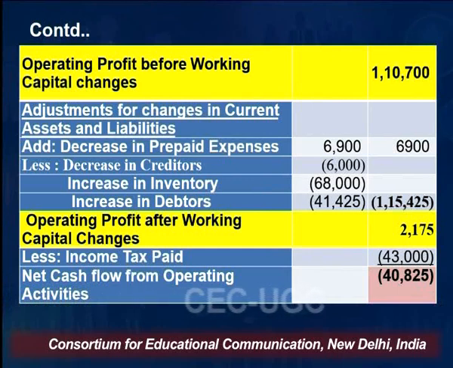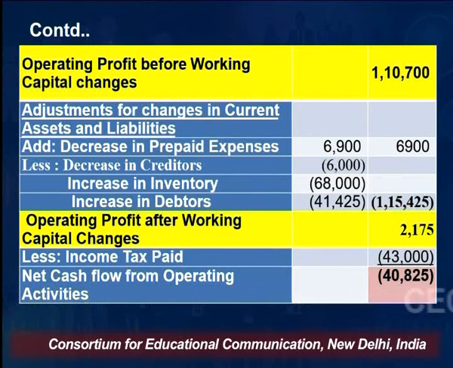This is after taking care of changes in all items of current assets and current liabilities except cash and bank balance. Why except cash and bank balance? Because cash and bank balance we shall be treating at the end of this statement of cash flow. That is why we exclude it at this juncture while computing the operating profit after working capital changes.